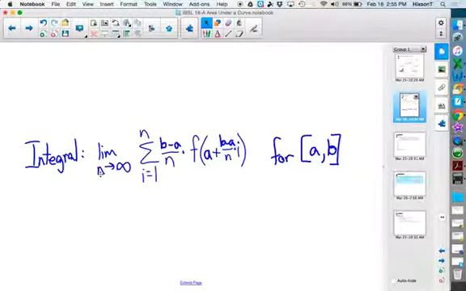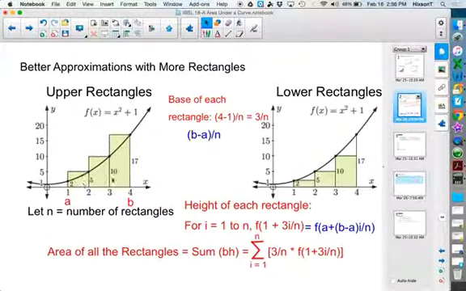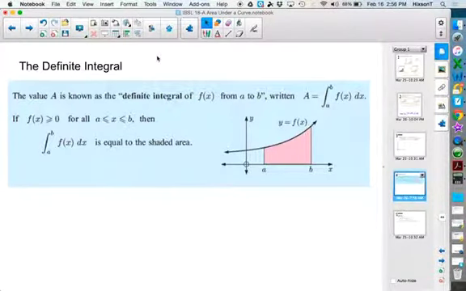And this notation here, or this definition, we can sum up in this notation right here. The definite integral. What we were just looking at here, the area under a curve from A to B, we can identify as the definite integral. Okay? The definite integral of f of x from A to B is written as this elongated s.